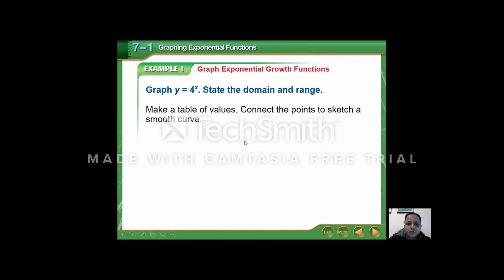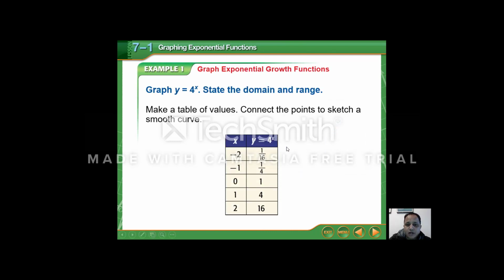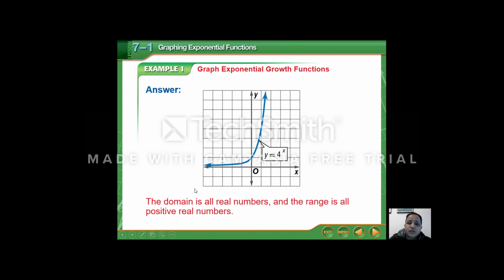Now, I have already graphed this one. If you graph this function, this is the table of values you will get. As the value of the domain increases, the range grows exponentially: 1, 4, 16, and it goes on exponentially. This is the graph of the function, and the domain is always all real numbers and the range is always positive numbers. No matter what value of x you put, whether -32 or -42, you still get positive real values.